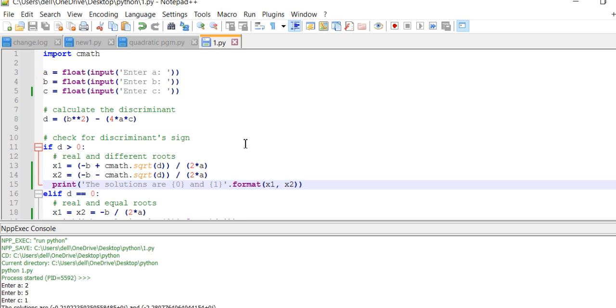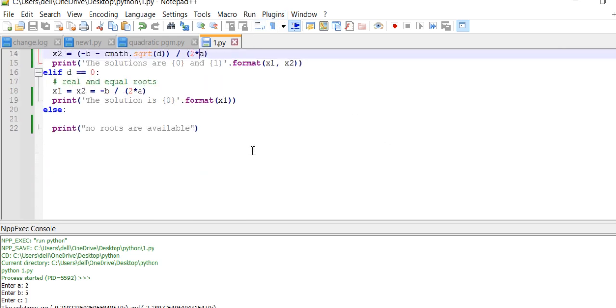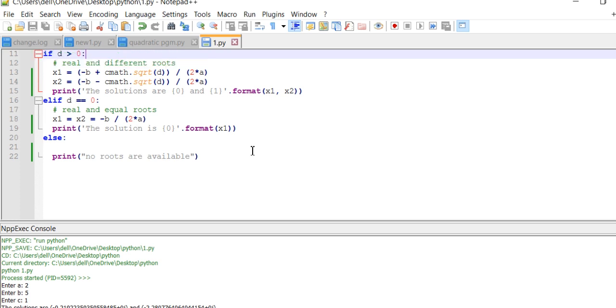Now we are putting the second condition. If delta is equal to 0, then we have to find x1 equal to minus b upon 2a, and we print the result with the help of the print command. Otherwise, no roots are available.